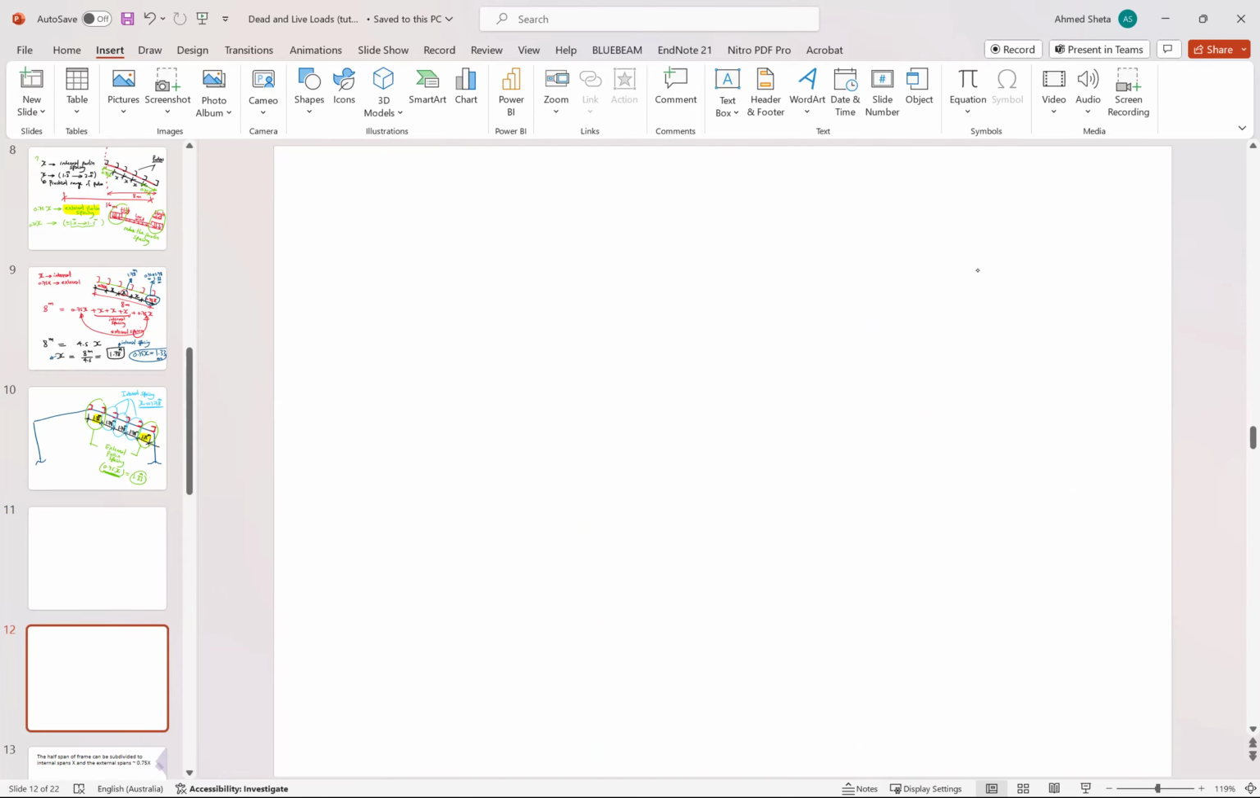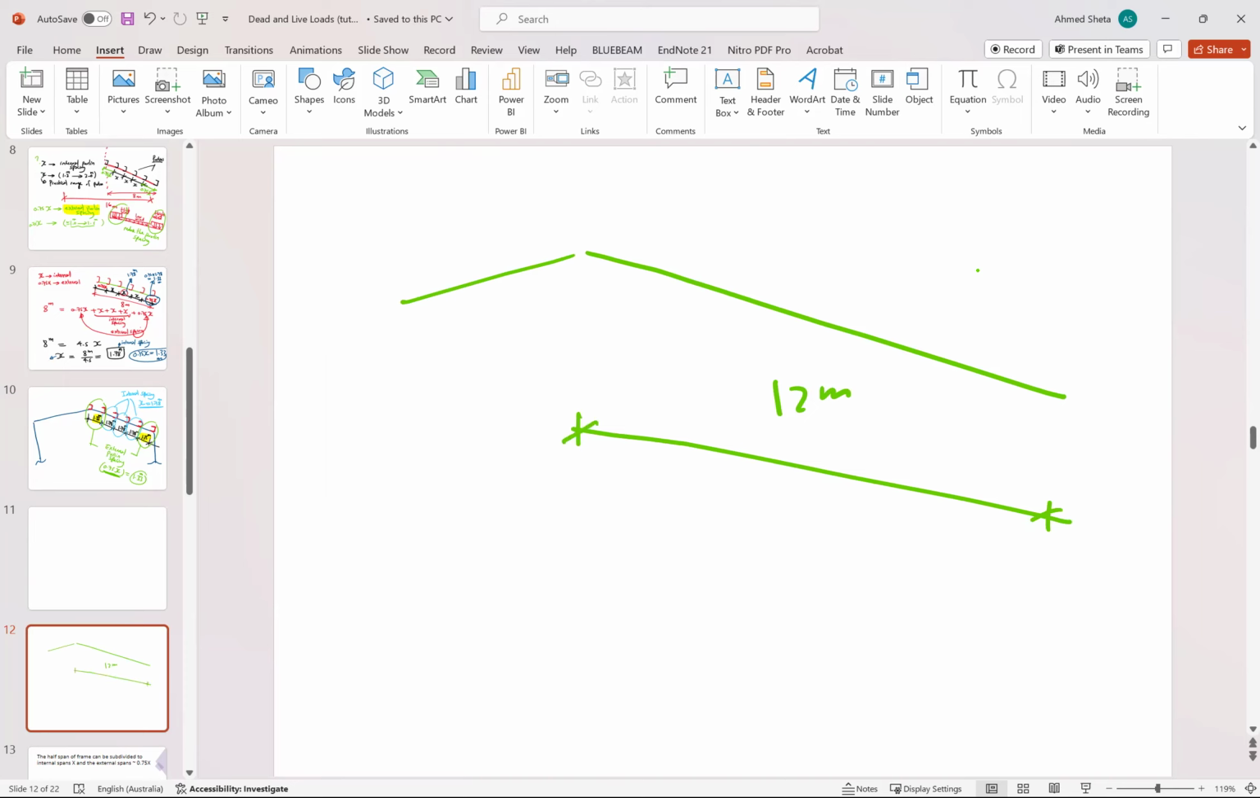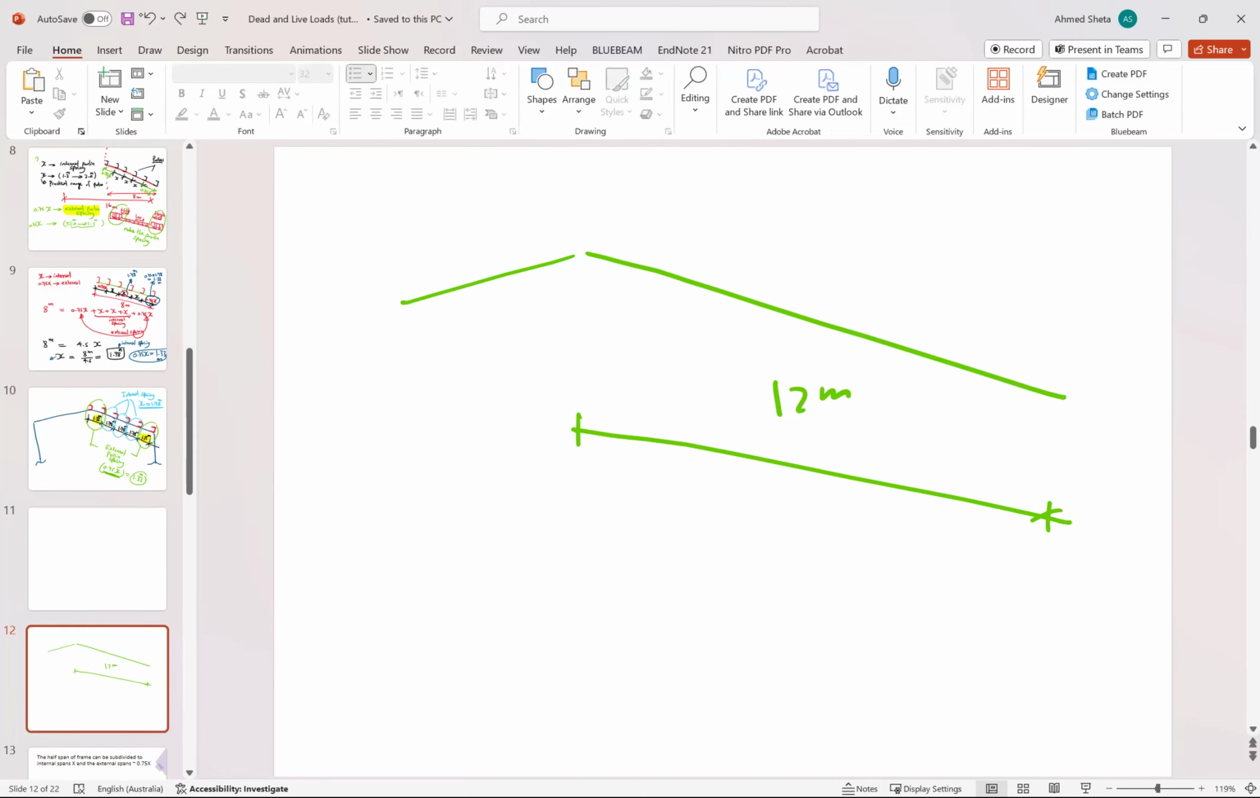We will be given only the span of the building, or the width of the building. For example, if half of the structure is 12 meter, I will just do this example. So how can we assume the number of purlins? Not all the time can we use half of the span, because I will do another different example, because this also may be a problem.